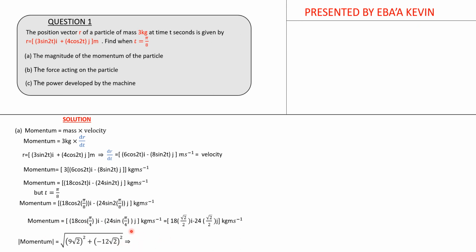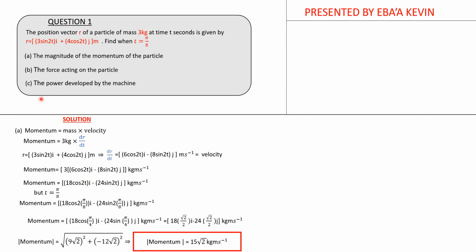We then get the magnitude of the momentum of the particle to be simply equal to 15 square root of 2 kilogram meters per second. Always include the unit, very important. So we are over with the A part of the question.